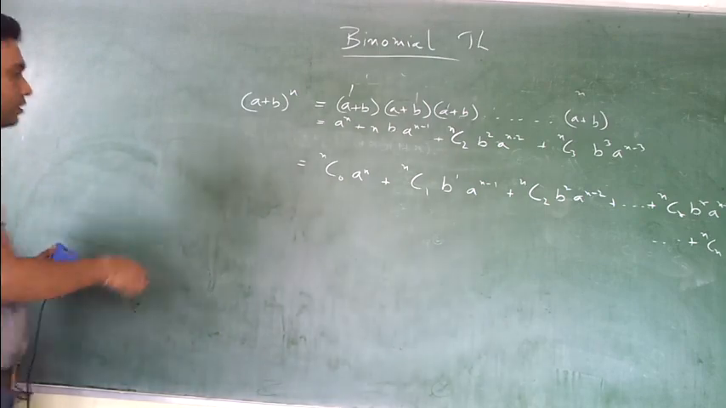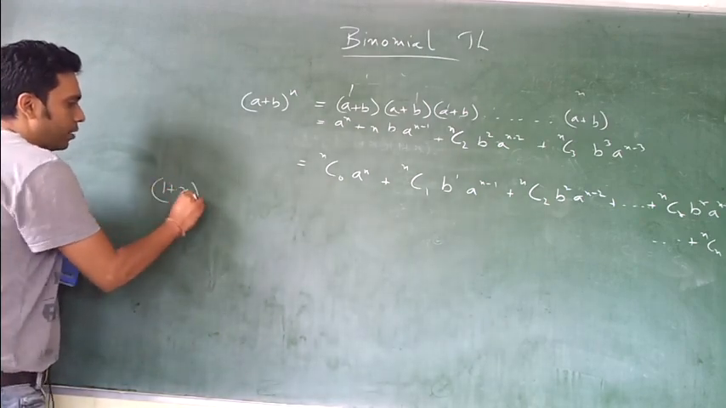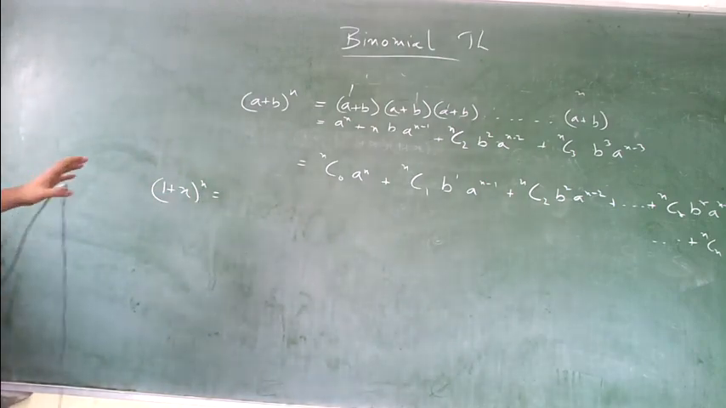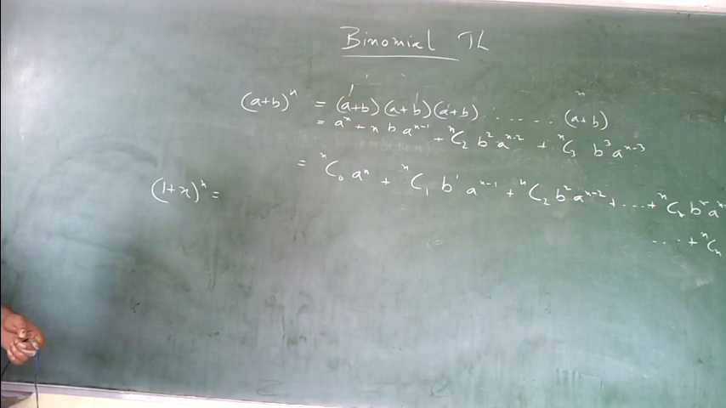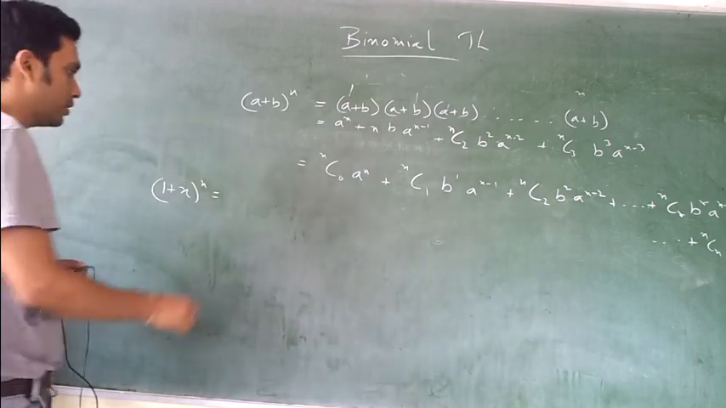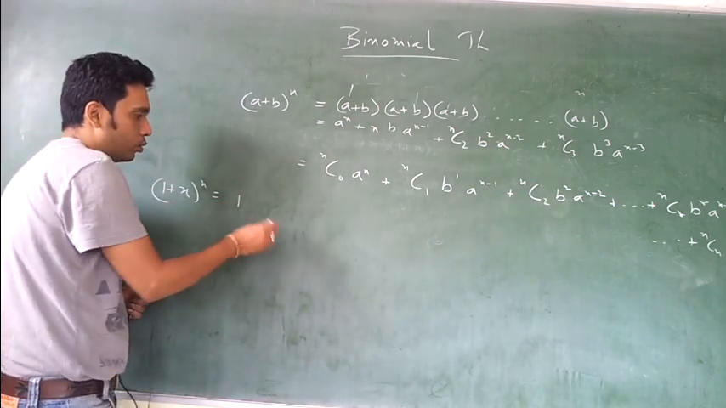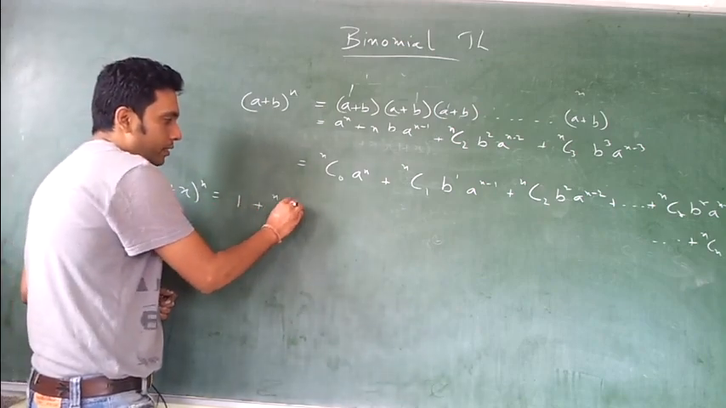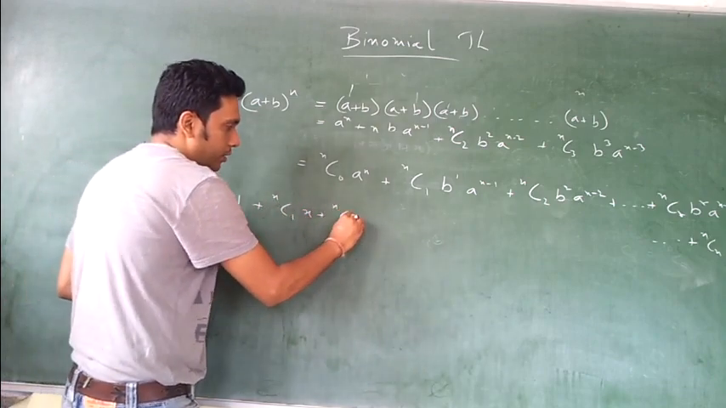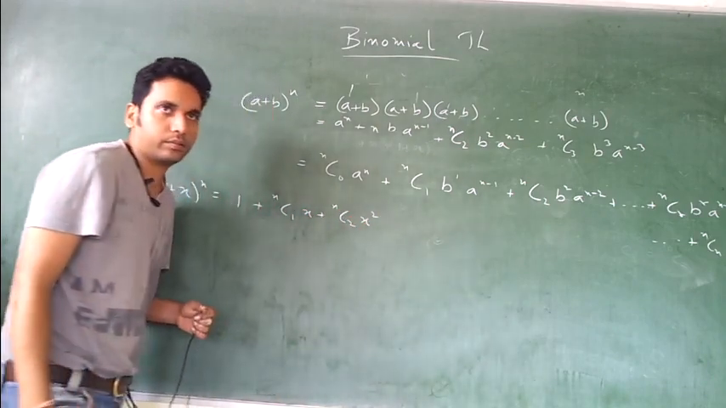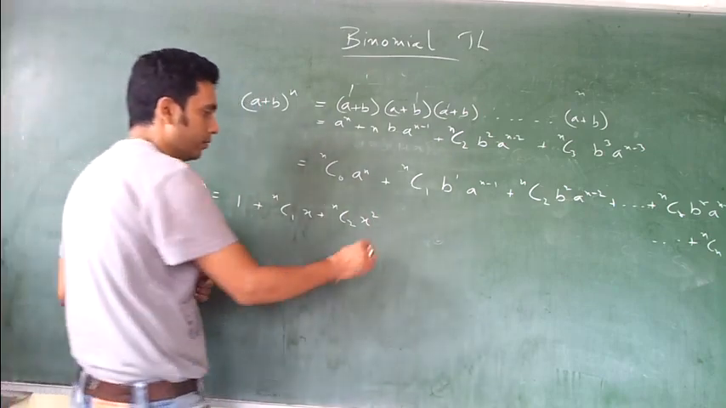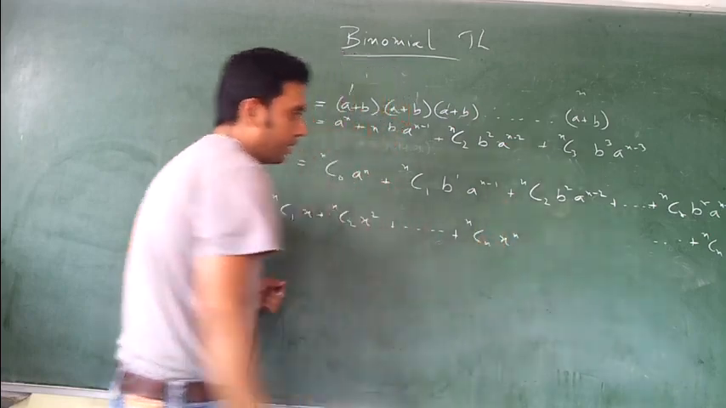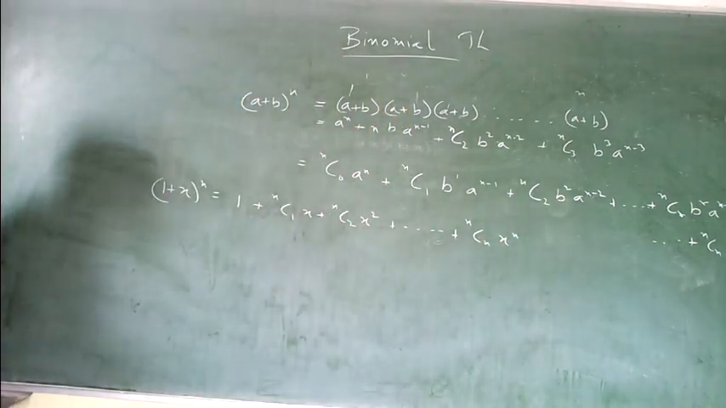So if I say it was 1 plus x power n, what would the expansion be? These are some common expansions. Instead of a, you have 1. So what is the first term? 1. NC0 is 1, plus NC1 x plus NC2 x square, because 1 power anything is 1 itself, dot dot dot, NCN x power n. Any doubt?